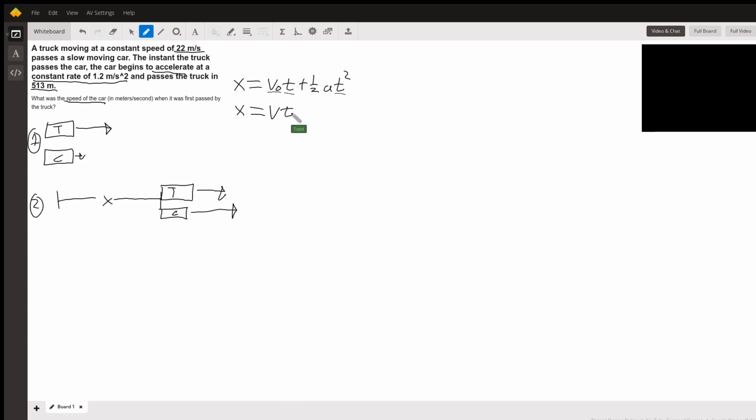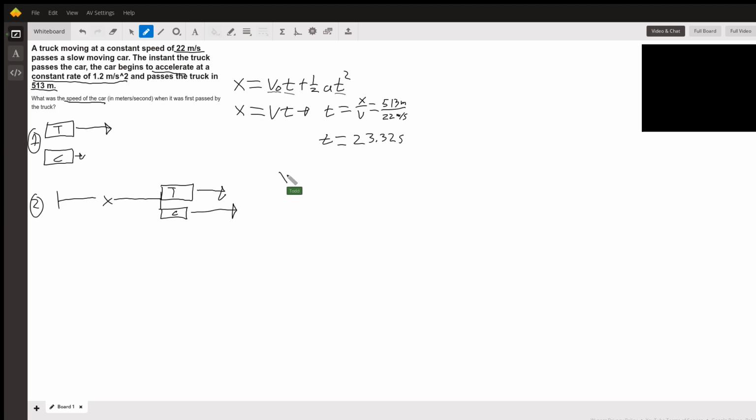So one way that we could do it is take this, rearrange it with some algebra, and we get that time is equal to x over v, which is equal to the 513 meters divided by a constant velocity of 22 meters per second. And I'm getting that time is 23.32 seconds.